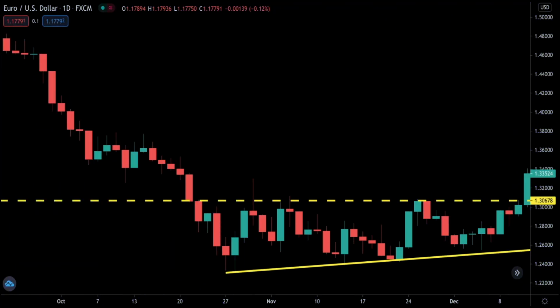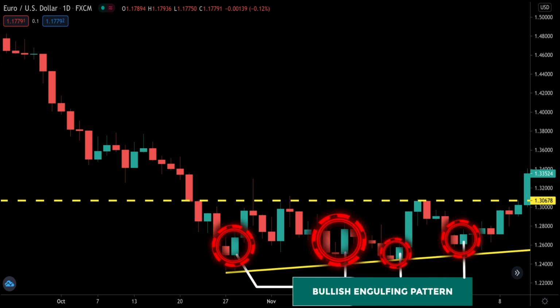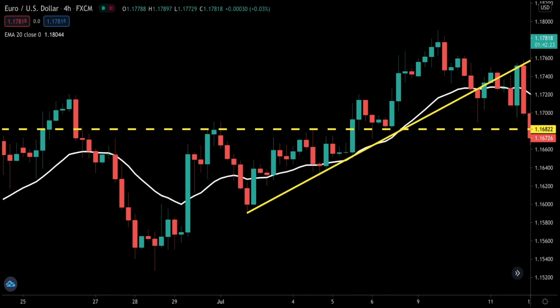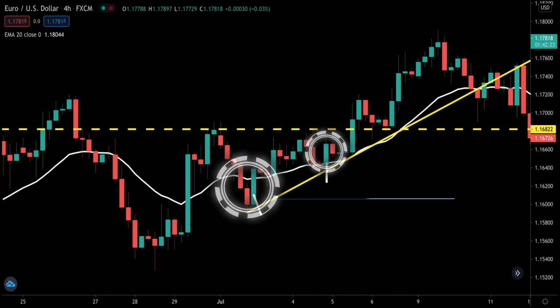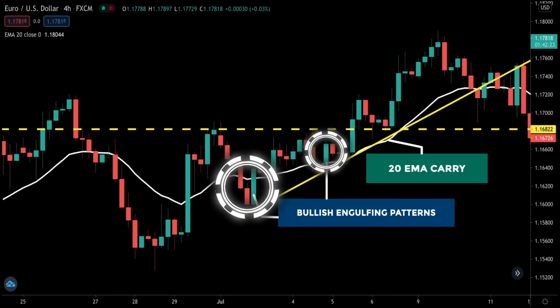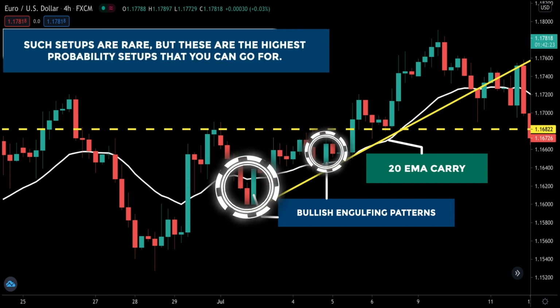To find high probability breakout setups, there are two nuances you must pay attention to. The first being engulfing patterns at the swing lows, and the second being the 20 EMA carry. In some instances, both nuances will happen concurrently, meaning to say that you will see engulfing patterns at the swing lows and the 20 EMA carry happening at the same time. Such setups are rare, but these are the highest probability setups that you can go for. When you spot such setups, you should go for it because these are high probability.